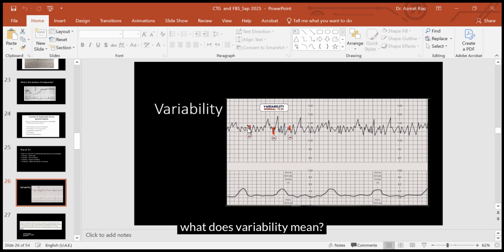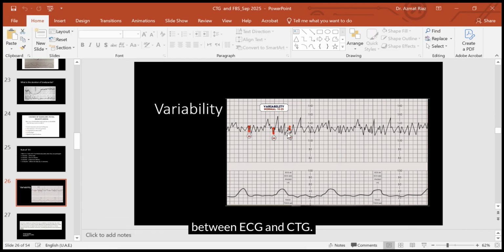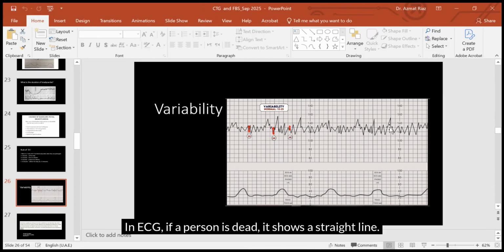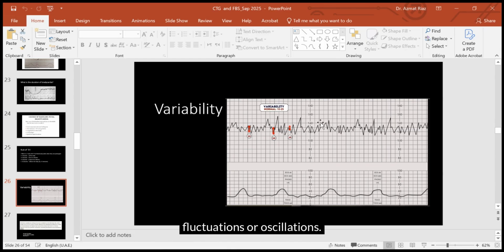Then the next parameter is variability. So variability, what does variability mean? Variability is a very important parameter on the cardiotocograph, okay? It means these oscillations, these fluctuations in the heart rate, right? So remember that there's a main difference between ECG and CTG. In ECG, if a person is dead, it shows a straight line. In case of a stillbirth, for example, it won't be a straight line. It won't be anything. It will be just no trace. So if it's a straight line on a CTG, that means the baby is still alive, but variability is poor because there are no fluctuations or oscillations.